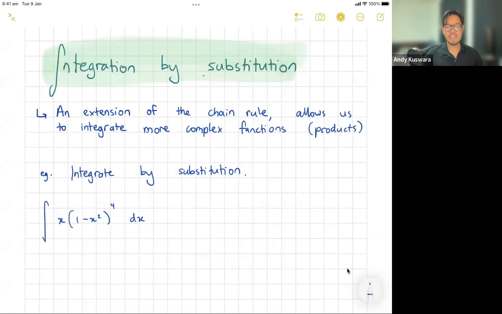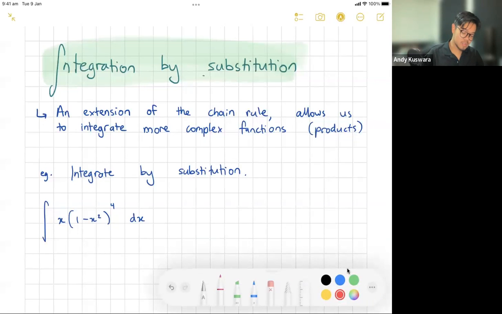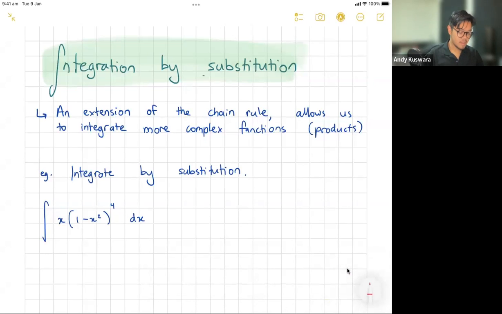Okay, so today we are doing integration by substitution. It's very similar to the chain rule, but it's just a helpful tool that we have. It's an extension of the chain rule, which allows us to integrate more complex functions, especially products. Now we want to integrate by substitution.